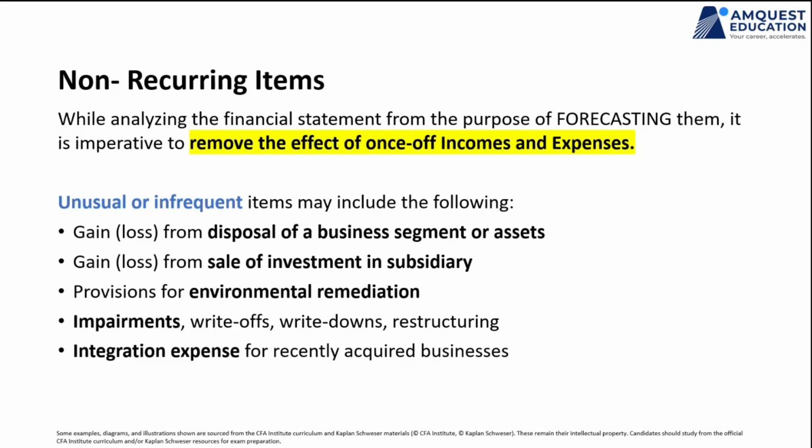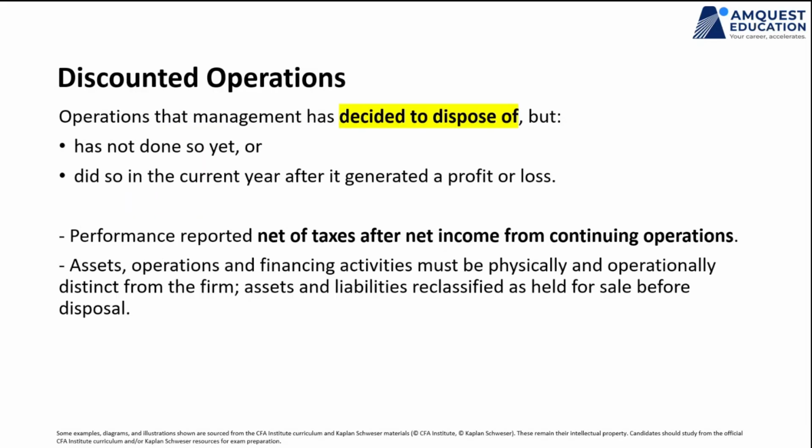These are one-time items. In the same category comes discontinued operations. So these are discontinued, not discounted, right? Make that correction. This is a discontinued operation. It is not a discounted operation. What do we mean when we say discontinued operation?